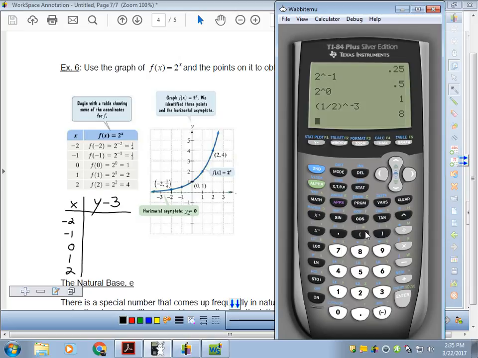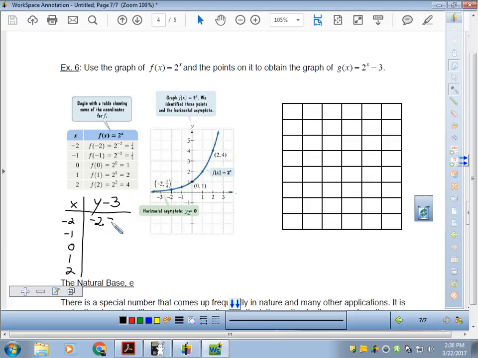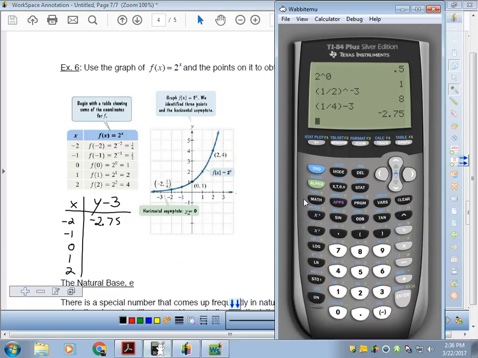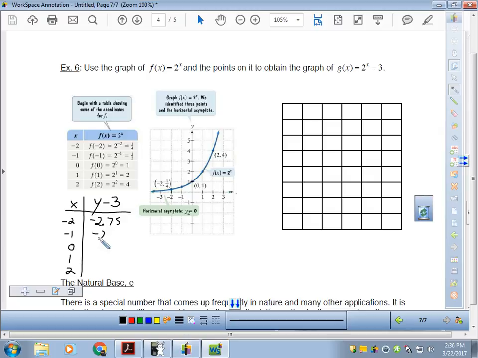So if I take 1/4 and I subtract 3, I get negative 2.75. If I take 1/2 and I take away 3, I get negative 2.5. And then for whole numbers, it's pretty easy. 1 minus 3 is negative 2. 2 minus 3 is negative 1. 4 minus 3 is positive 1.